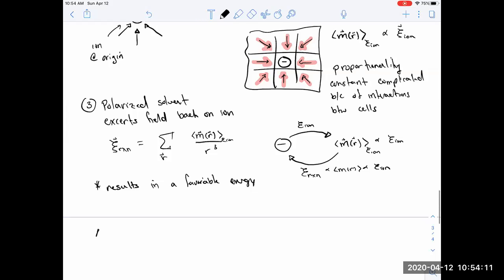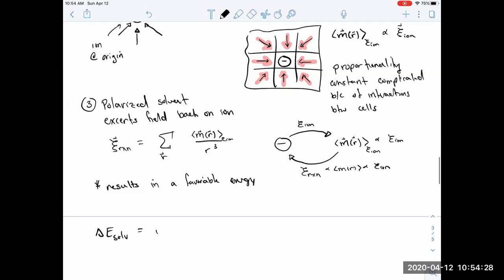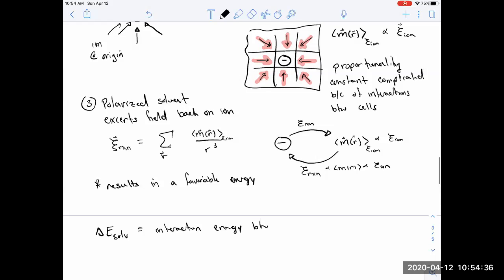So let's define that energy, or the change, due to an ion spontaneously being present in the solvent. We'll call it delta E solve, for solvation. That's the interaction energy between the ion and the surroundings on average.